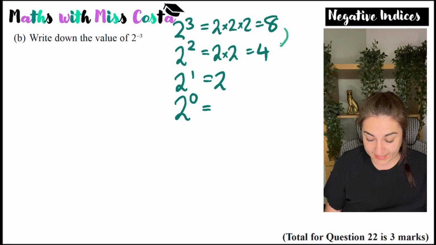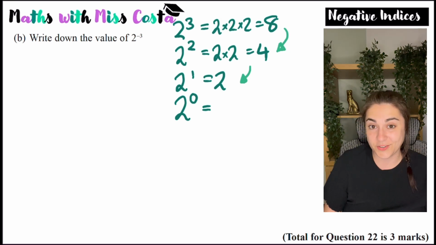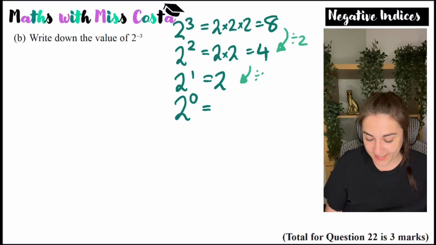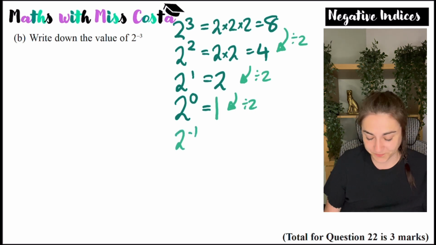2 to the power of 0. So this is a good one to know. What am I doing each time? Each time it's 1 less power. It means I'm multiplying by 2 one time less. So each time here I am dividing by 2. So to keep the pattern going, I'm going to have to do 2 divided by 2, which is 1.